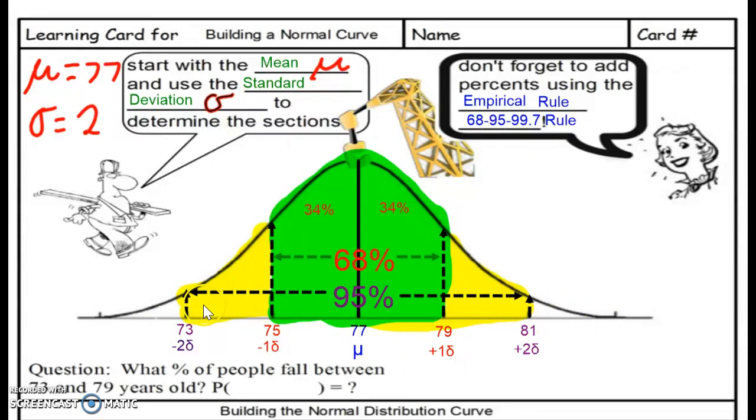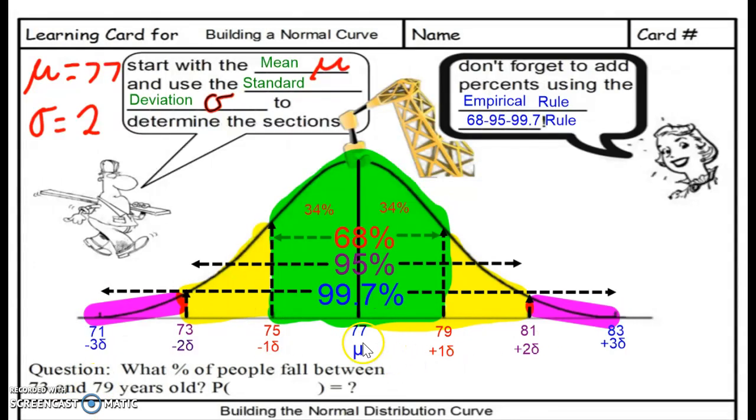What about 3 standard deviations in both directions? Well, if I go 3 standard deviations above, that's going to be 77 plus 2 plus 2 plus 2, which takes me to 83. Or 3 standard deviations below, that's 77 minus 2 minus 2 minus 2, which is 71. And the area under the curve from 71 to 83 is about 99.7% of all of the data for this normal curve.